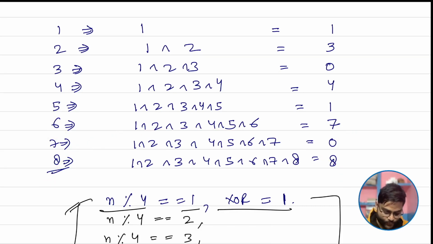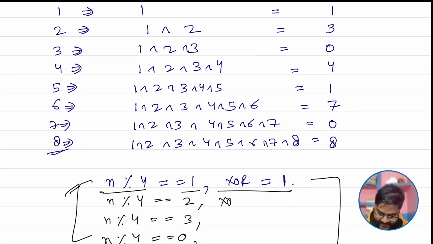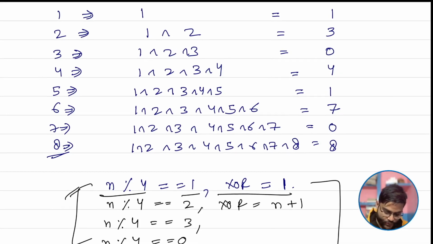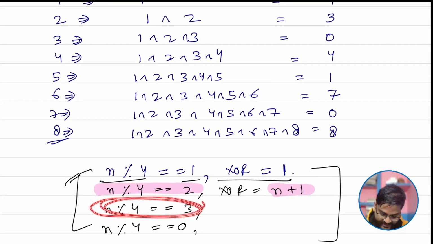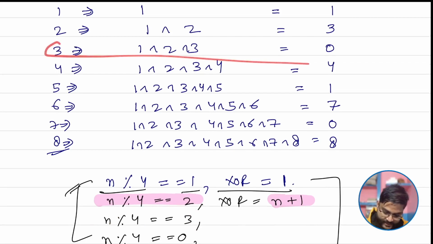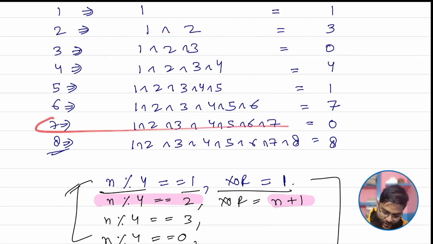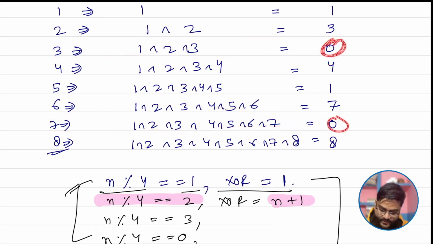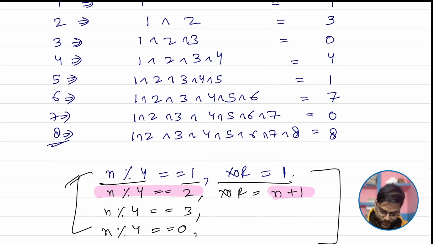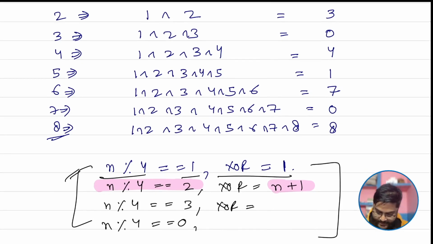So what is the value of XOR? It is nothing but my n plus 1. So if my n mod 4 equals 2, my XOR from 1 to that number will be n plus 1. Now, if my n mod 4 is 3, for this case n mod 4 is 3, and for this case also n mod 4 is 3. What is my XOR till here? It is 0. So in that case, XOR will be 0.